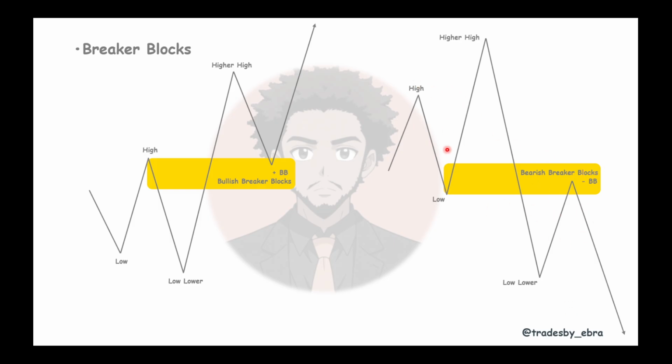Then the same here with the bearish breaker block. We have a high, a low, a higher high. Liquidity taken, that could be buy-side. A lower low is swept here, and price comes back. The low that was broken to make the lower low becomes our bearish breaker.